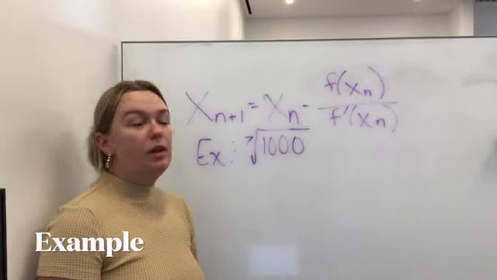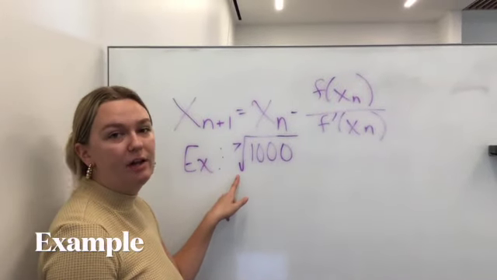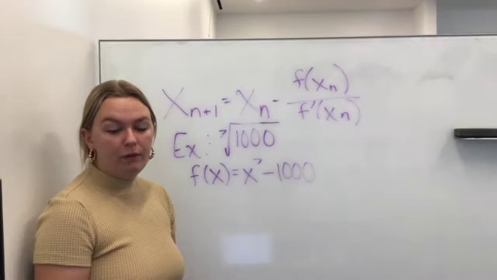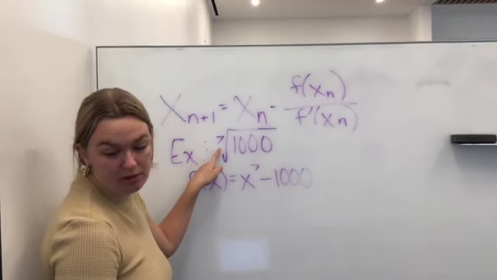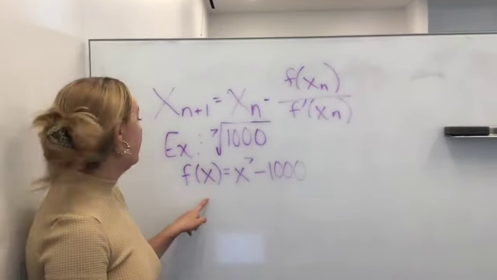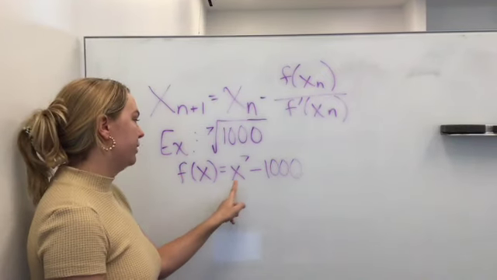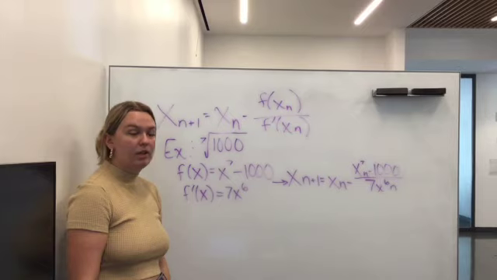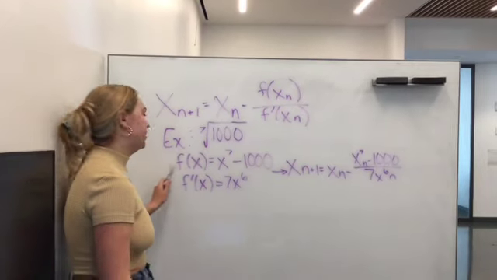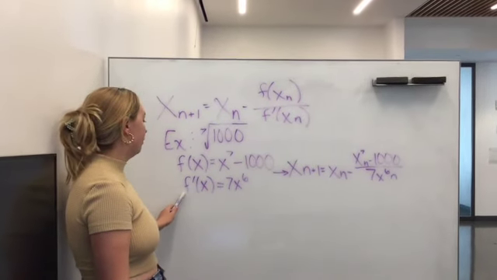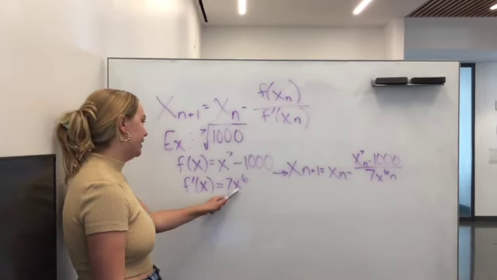Time for an example. We want to approximate the 7th root of 1,000 to 8 decimal places. First, we have to change the 7th root of 1,000 to be the root of an equation. The function that we will use to do this is f of x equals x to the 7th minus 1,000. To do Newton's method, we want to find the derivative of the equation. Using the power rule, our first derivative is 7x to the 6th.